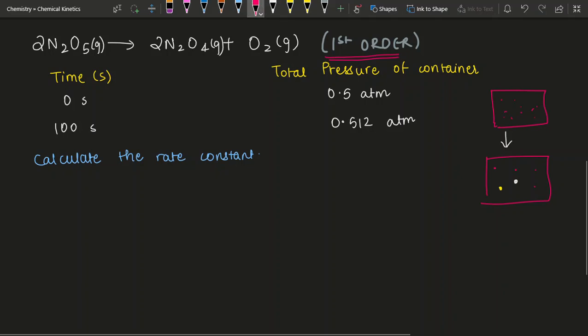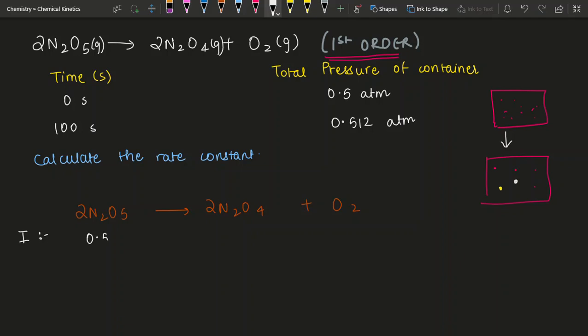So let's begin by writing some numbers. So 2N2O5 goes to 2N2O4 plus O2. Now, initially, I will write I for it. Initially, let's say the pressure of the vessel was 0.5 atm. That 0.5 atm was solely due to N2O5. So 0.5 atm here, 0 here, and 0 there.